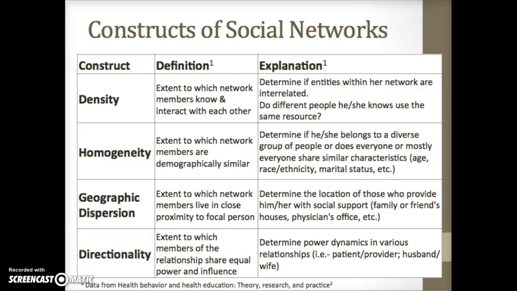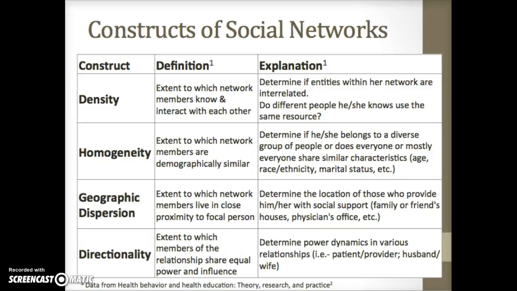Another construct is homogeneity. This is the extent to which network members are demographically similar. This determines if someone belongs to a diverse group of people, or does everyone or mostly everyone in the network share similar characteristics such as age, race or ethnicity, marital status, etc.